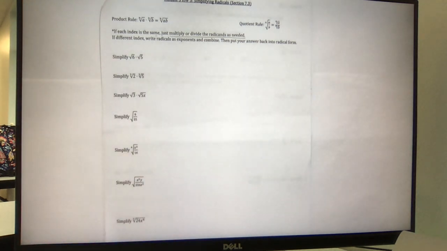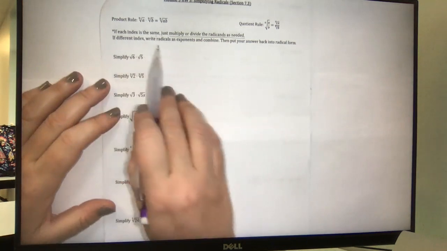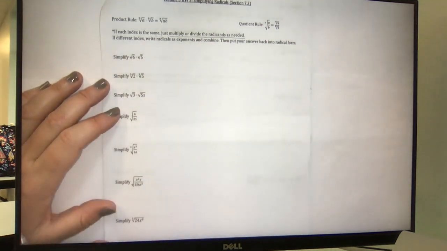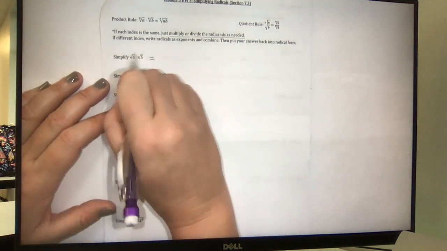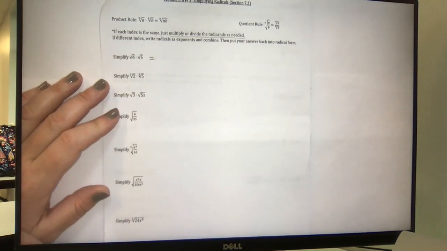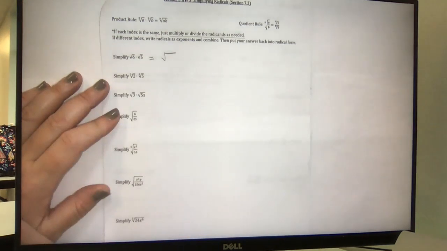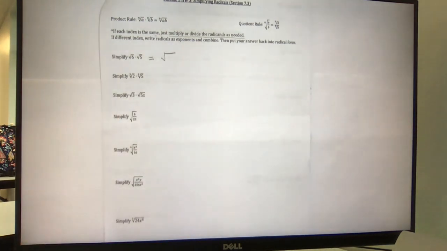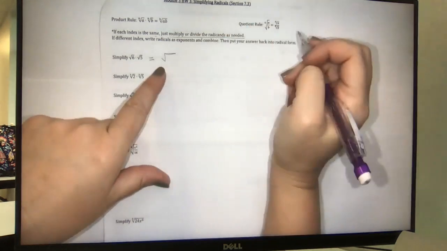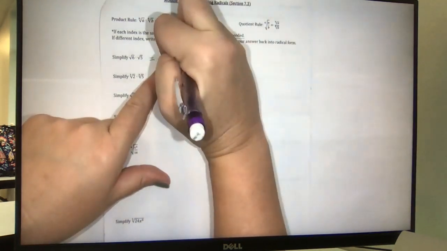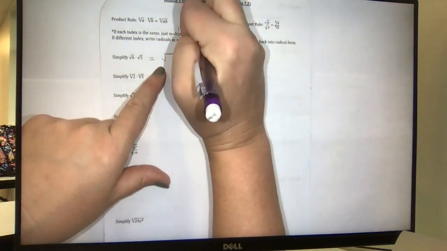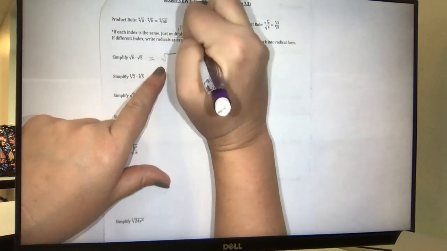You leave your index alone. If it's a different index, write them as exponents and combine. So here we go. These are both square roots. Fantastic. I can multiply these. Your answer is going to be a square root. Your index does not multiply. It does not add. It does not change. Okay. You have same thing. So index does not change. Put that somewhere. Index stays the same.